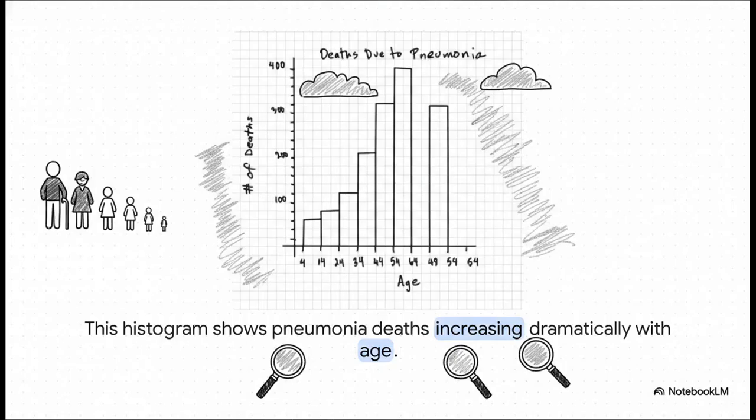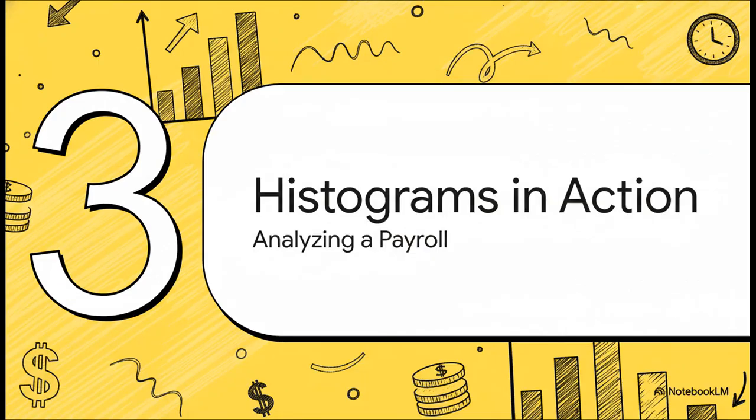Let's look at another really powerful example. This histogram shows public health data on deaths from pneumonia, all grouped by age. You don't even need to see the table to get the story here. The pattern is just stark and immediate. As the age goes up along the bottom, the frequency of deaths, shown by the height of the bars, just steadily rises. All right, now that we've got the basics down, let's put these tools into action and use them to analyze a real-world scenario.